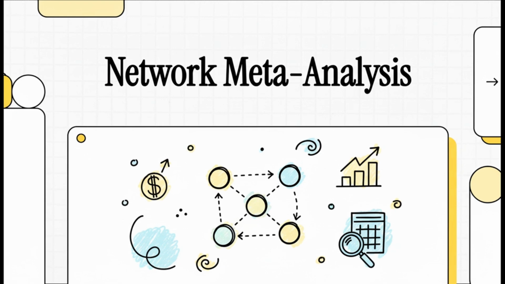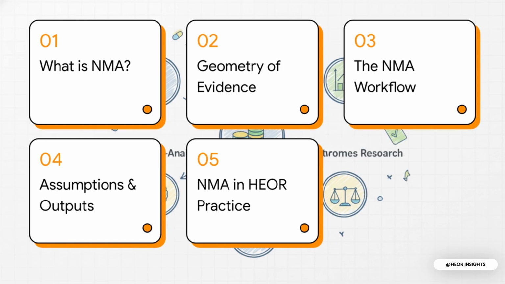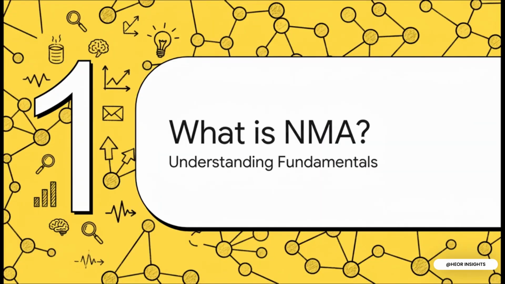In this explainer, we will cover the core concepts of network meta-analysis, which is a critical statistical technique in health economics and outcomes research. We'll structure this session into 5 key parts. We'll start with foundational definitions, and then we'll move all the way through to practical application. So let's begin by defining network meta-analysis and establishing why it's so important in HEOR.